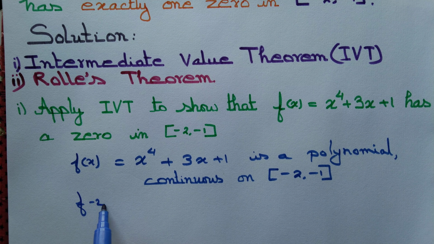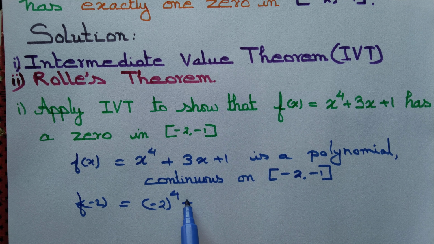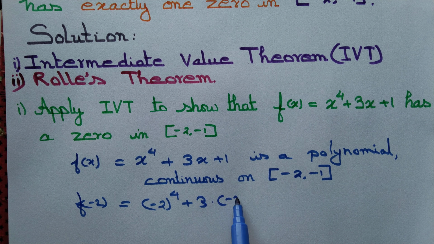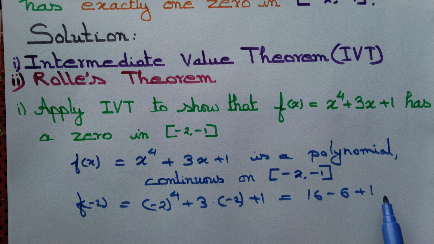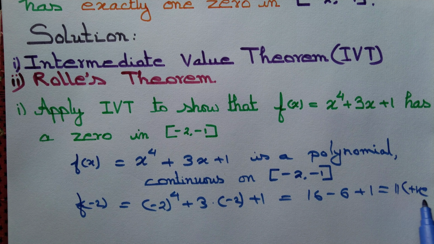f(-2) equal to (-2)^4 + 3 times (-2) + 1. That's equal to 16 minus 6 plus 1. That's equal to 11, which is a positive quantity.